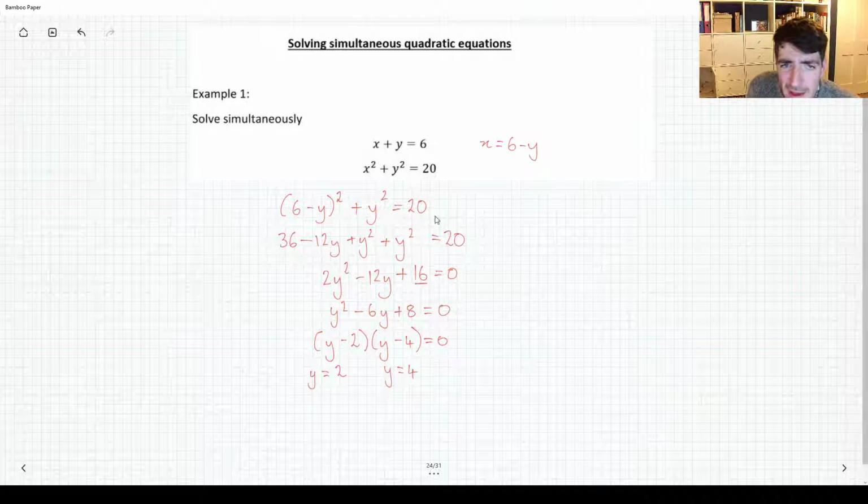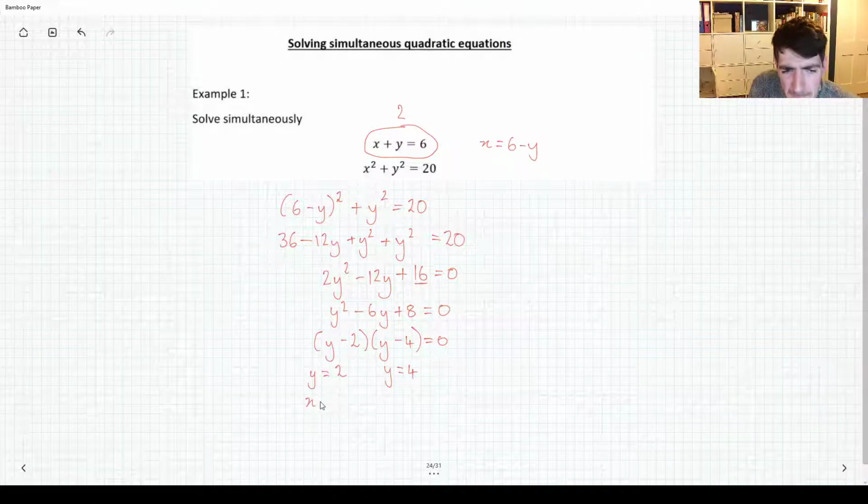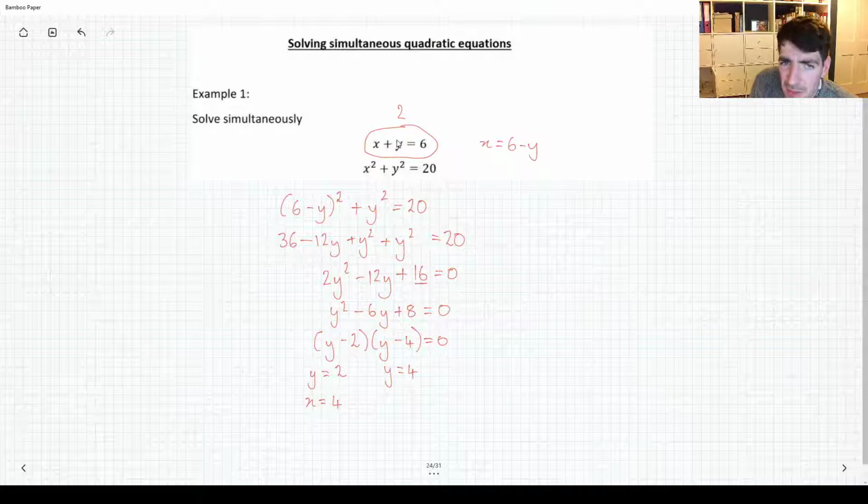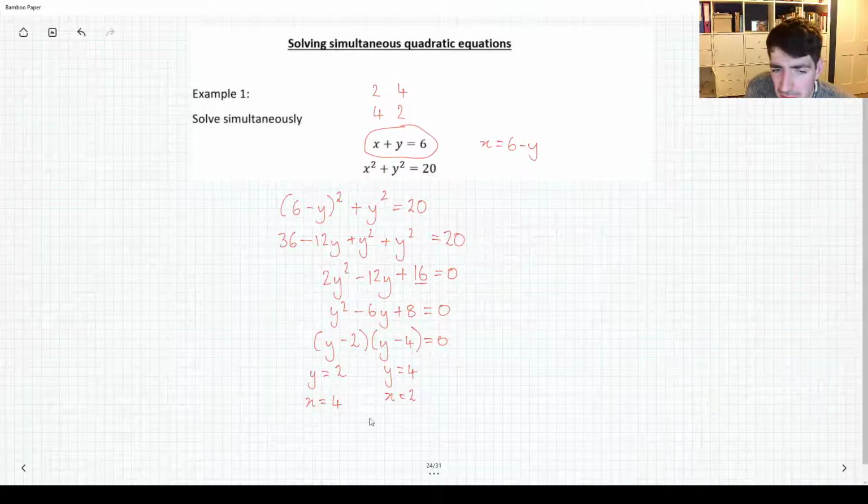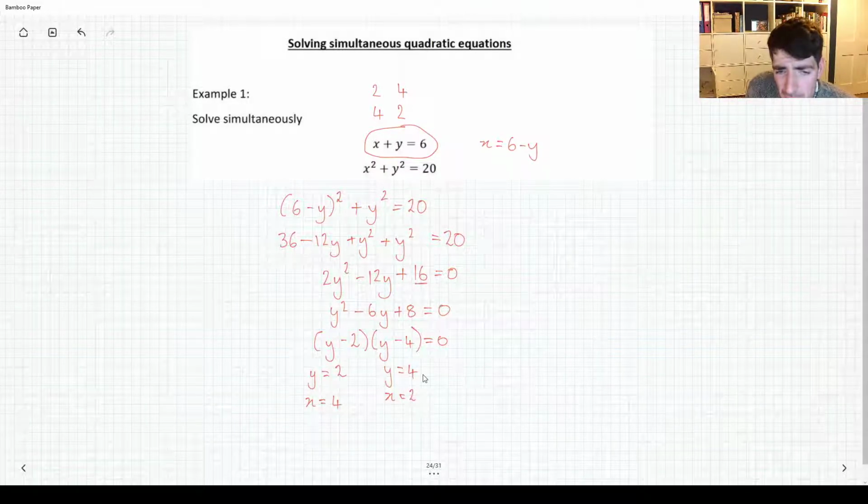So our solutions for x, well, go back to the very first one. If y is 2, then x is 4. Sometimes you have to do a bit of working, subbing in, but here it's quite easy. And if y is 4, x is 2. So for these ones, to make it easy to mark, we're going to give them as coordinates. So the first one, let's say this one, is (2, 4). Remember, with a coordinate to give x first and y second. And then the second one, x first, y second, is (4, 2).